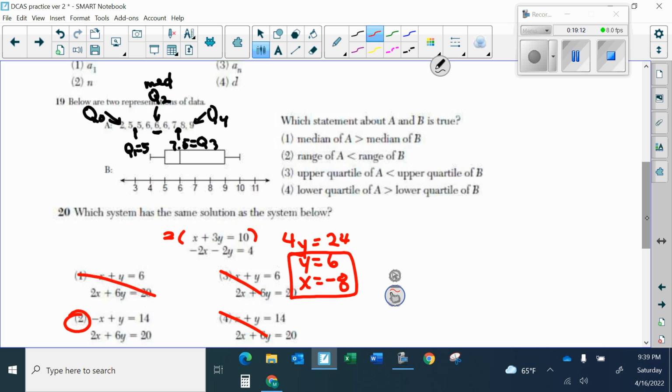Okay, which statement about A and B is true? There's A, there's B. Which is true? Is the median of A greater? The median of A was 6. The median of B is 6. They're the same, not greater.